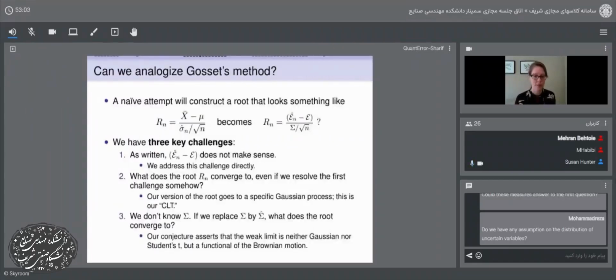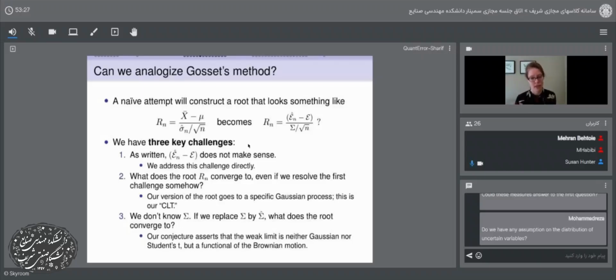Now we want to try to analogize Gosset's method. A naive attempt is going to construct a root that looks something like this thing on the right. We have an estimator for the efficient set, we might like to subtract off the true efficient set, and then we need to scale by some kind of standard error parameter in the denominator.